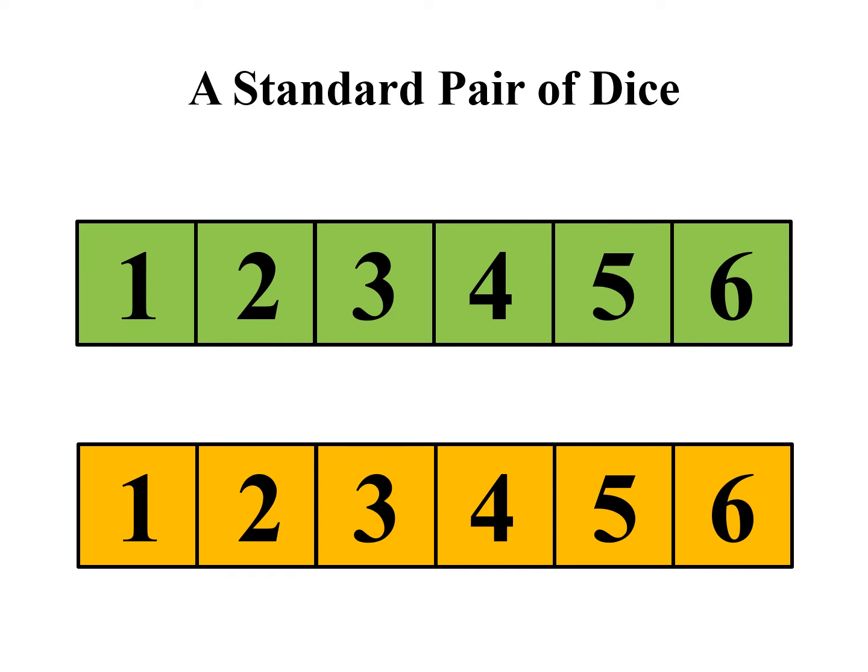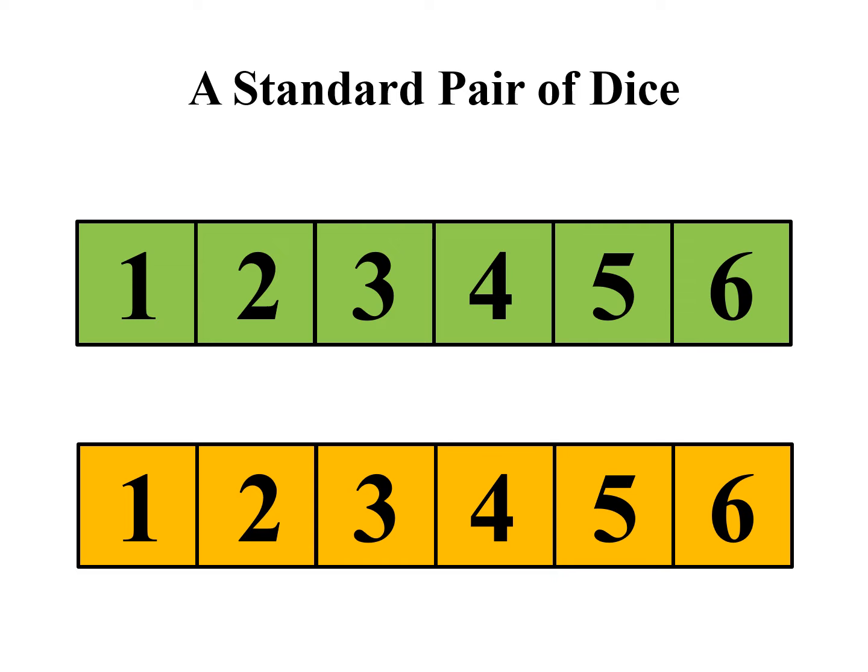Hello, my name is Joe Vasta, and today we'll discuss a standard pair of dice. We have two dice, green and orange. Note the opposite sides on each die add up to 7.